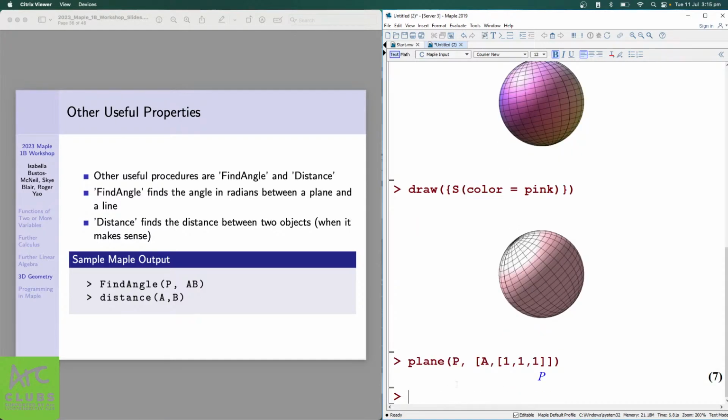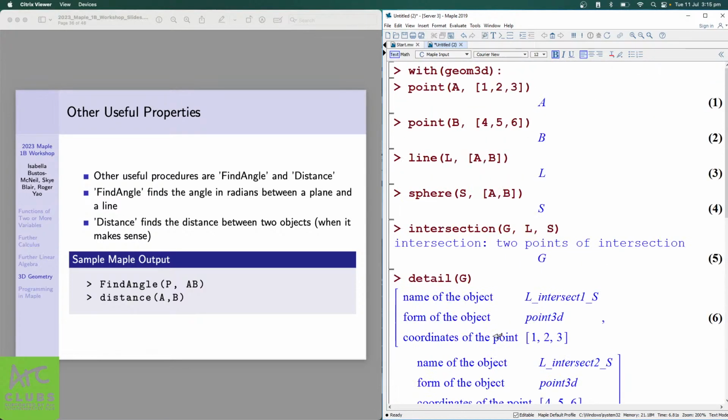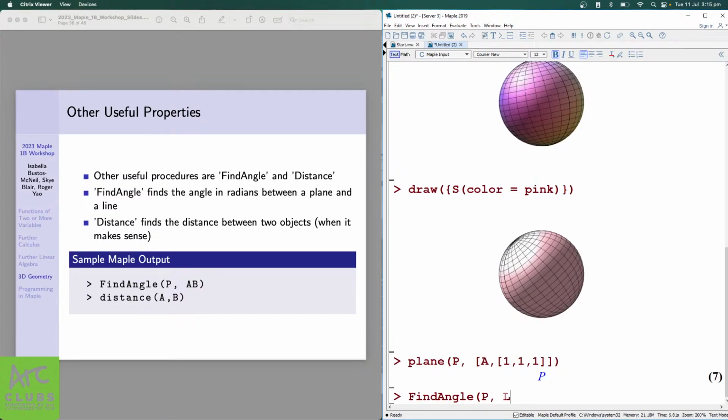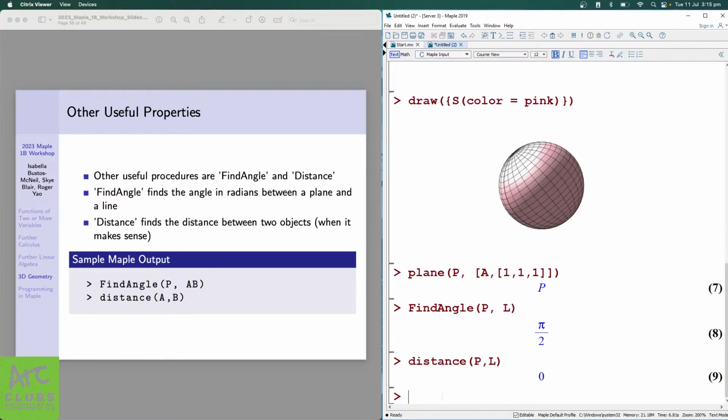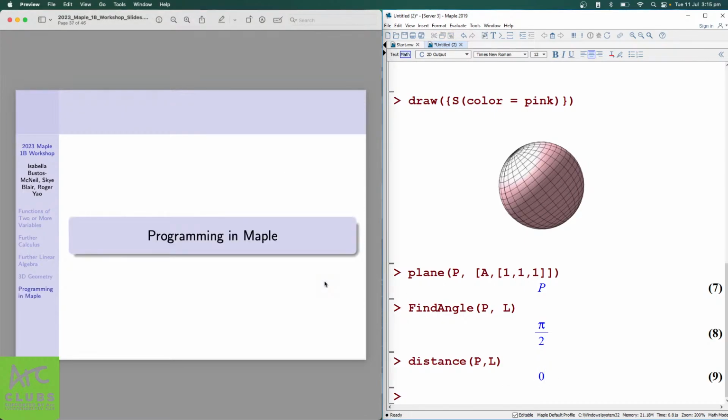Okay, now let's find the angle between my plane P and my line L that I've already defined up here. That is pi over 2. Now I wonder if distance will work on these 2 objects. Let's find the distance between P and L. 0. Which probably means that they intersect. Yeah. Okay, that's it for 3D geometry.